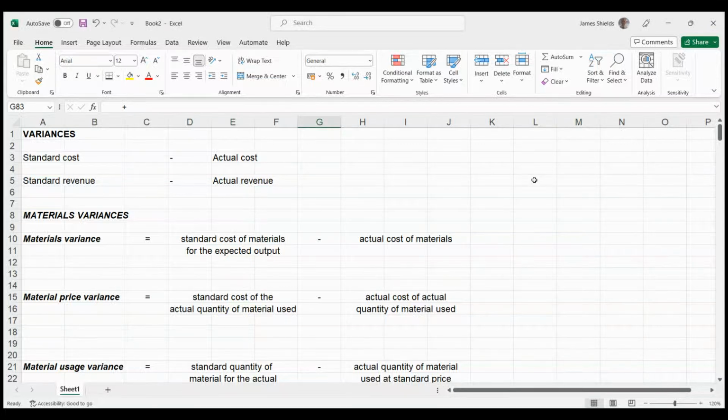Now, in this video, we're going to be looking at materials variances. So just a little reminder first of all, variances. What are they? Two things. You compare the standard cost with the actual cost, or you compare the standard revenue with the actual revenue. As we did in standard cost before, the word standard means the expected cost there, and here the expected revenue.